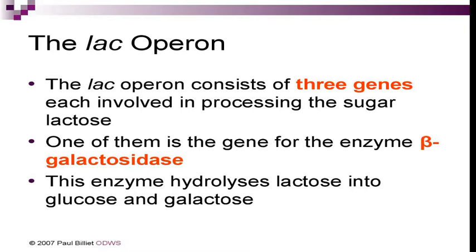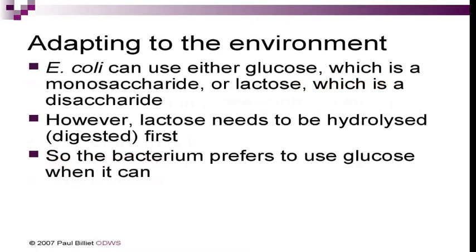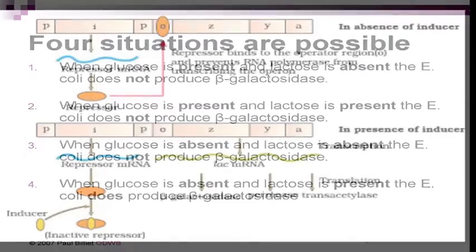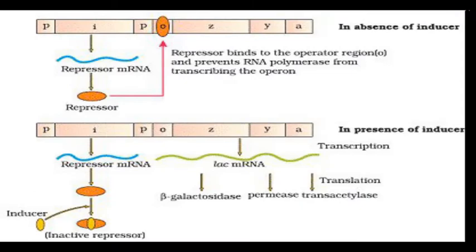So the lac operon consists of one regulatory gene, which is the I gene. Here you can find the I gene. So this I gene is the regulatory gene. Here I doesn't refer to an inducer, but it is derived from the word inhibitor, and there are three structural genes, which are Z, Y, and A. So the I gene codes for the repressor of the lac operon.